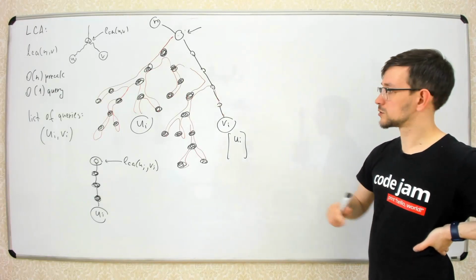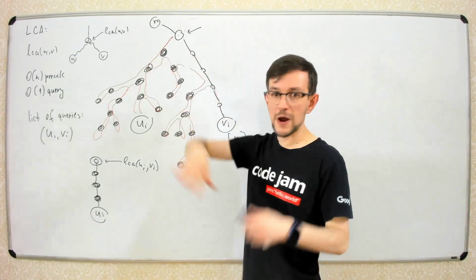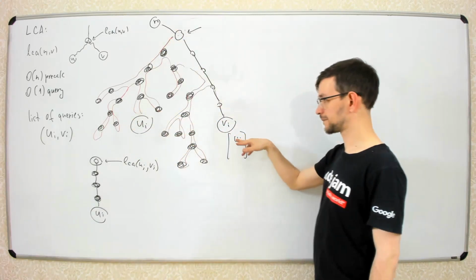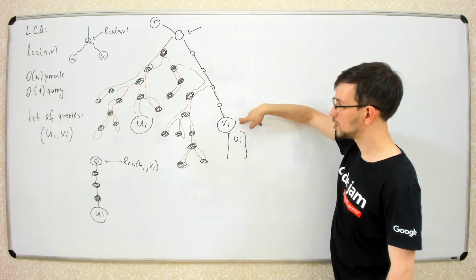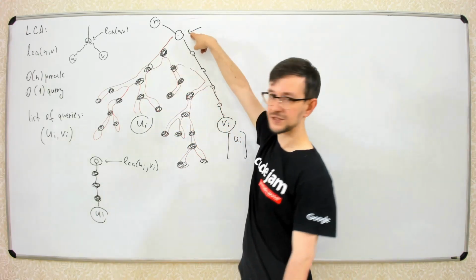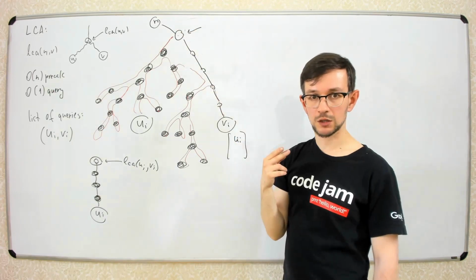So that's the whole idea. Again, you make a recursive traversal of the tree. First you visit node U, then you visit node V. When you visit node V, you look at the node U. The closest unmarked ancestor of this node U is your LCA.